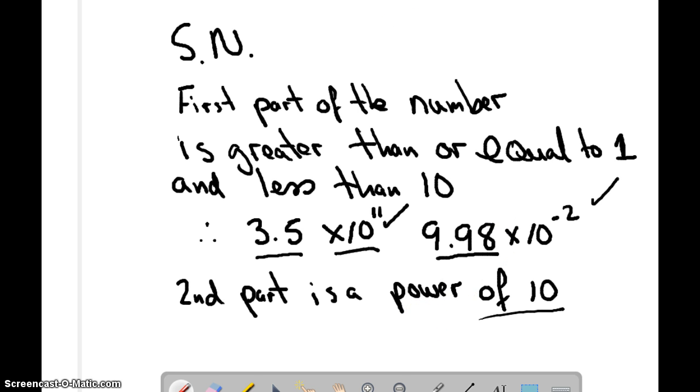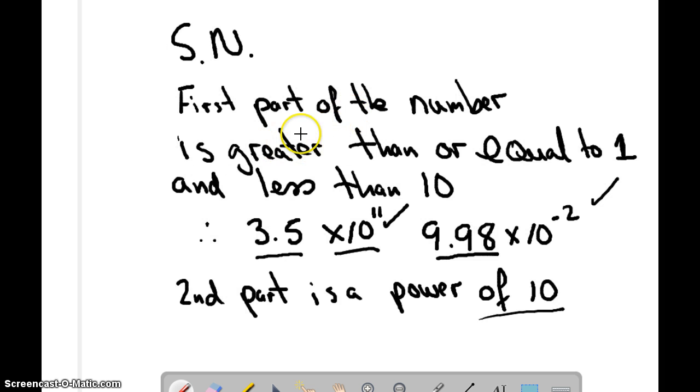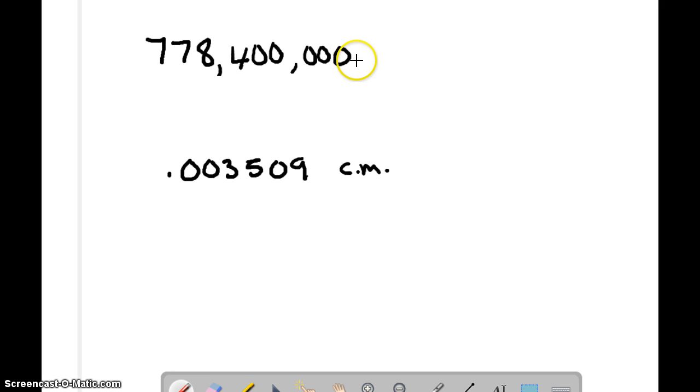So let's see how we write certain numbers in scientific notation. Here we have 778,400, and our requirement is the first part of the number is greater than or equal to 1. So we're going to have to move the decimal point until we have a number between 1 and 9. If I moved it again, I'd have 0.78. If I don't move it, I have 77. I need to get to here.